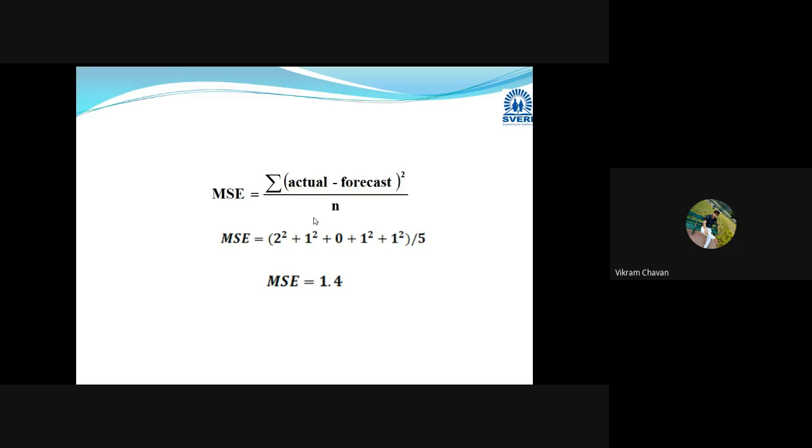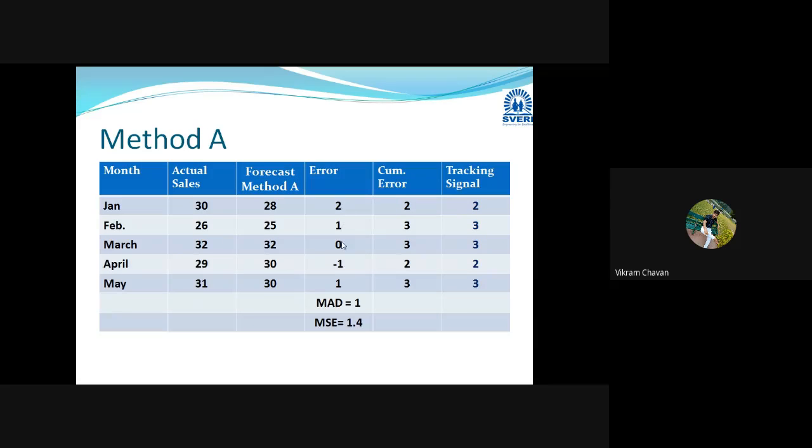Okay, so whatever the values we are getting: 2, 1, 0, minus 1, 1. First of all, we have to square all the errors. 2 squared is 4, 1 squared is 1, 0 squared is 0, minus 1 squared is 1, and 1 squared is 1.